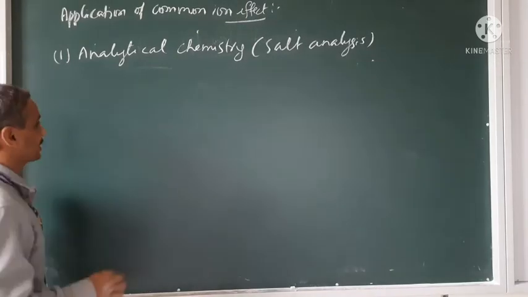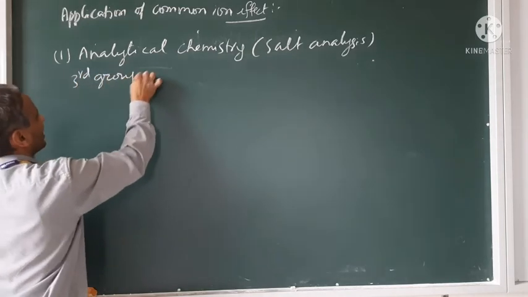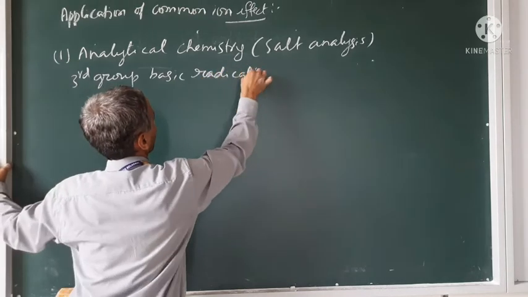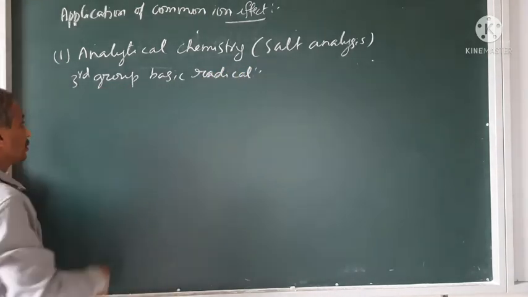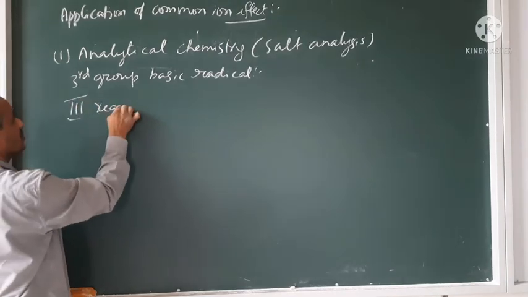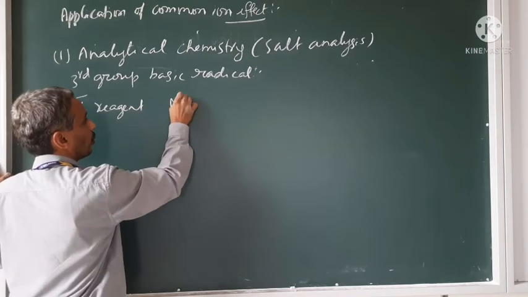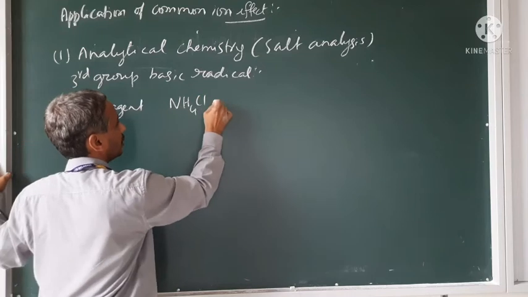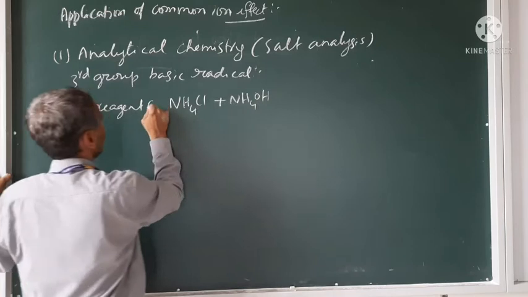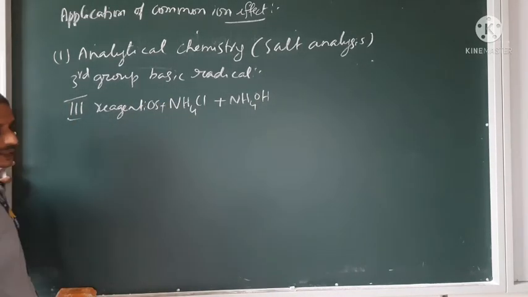Now, see here, take one more example. Third group basic radical. What happens here? The third group reagent: I have ammonium chloride, then ammonium hydroxide, with the OS plus ammonium chloride plus ammonium hydroxide.